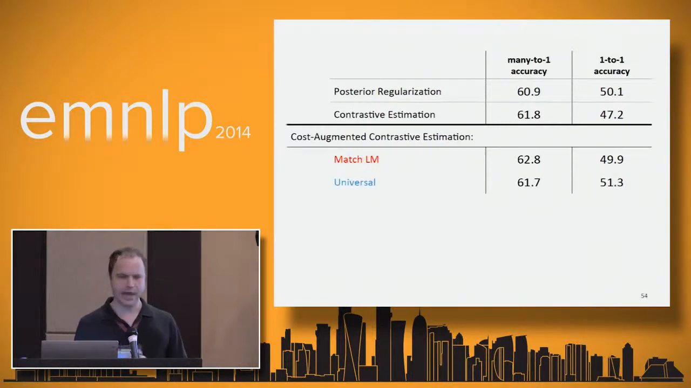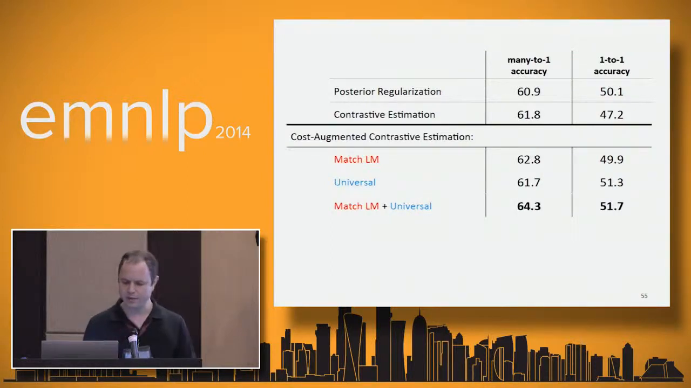When we use the output cost function with the universal tag counts, we see a slight drop compared to the CE baseline, but a larger improvement in one-to-one, which I think makes sense because what the universal tag counts are trying to do is to better match up our 12 tags in our system to the actual set of tags as you would find them in a treebank. So it's nice to see that we're getting better one-to-one accuracy there.